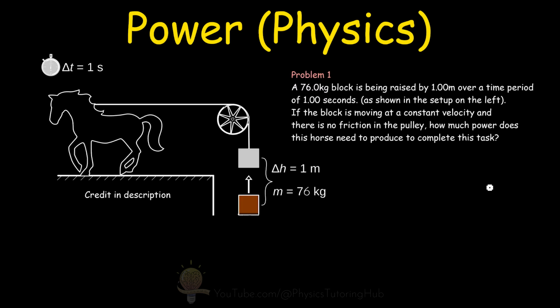Okay, let's do some example problems that will help us understand this concept of power even further. So problem 1 says a 76 kilogram block is being raised by 1 meter over a time period of 1 second, as shown in the setup on the left here. If the block is moving at a constant velocity and there is no friction in the pulley here, how much power does this horse need to produce to complete this task?